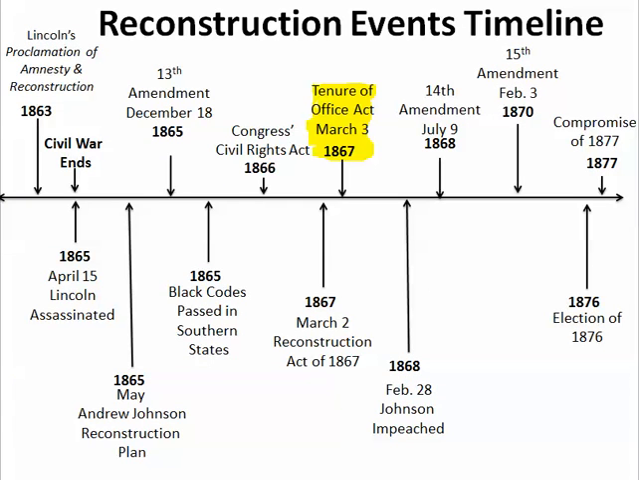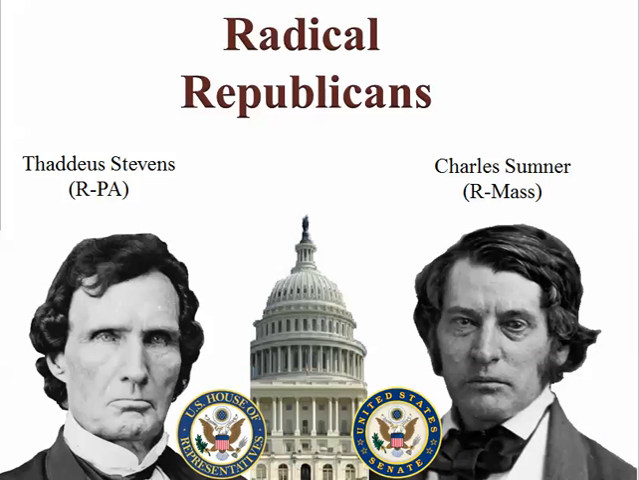Okay, so we talked about this Tenure of Office Act, March the 3rd, that was created to limit President Andrew Johnson. These guys here, these radical Republicans, we talked about them. Thaddeus Stevens, a Republican from Pennsylvania in the House of Representatives, he was the leader there. And Charles Sumner, a Republican from Massachusetts. Sumner's the one that got beat up by Preston Brooks after the Kansas-Nebraska popular sovereignty Bleeding Kansas ordeal. But Charles Sumner here is also a radical Republican. It's these 2 guys here that are really behind the impeachment proceedings of Andrew Johnson.